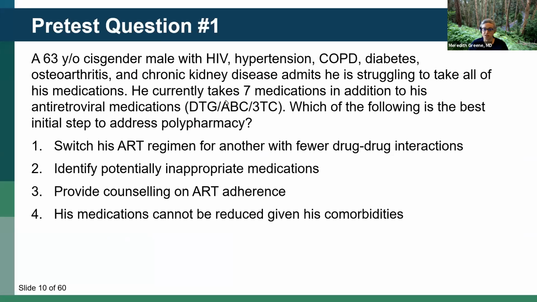Is it to switch his ART regimen for another with fewer drug-drug interactions? He's on dolutegravir, abacavir, and 3TC. Or is it to identify potentially inappropriate medications, provide counseling on ART adherence, or do you feel, given the number of comorbidities he has, his medications cannot be reduced?